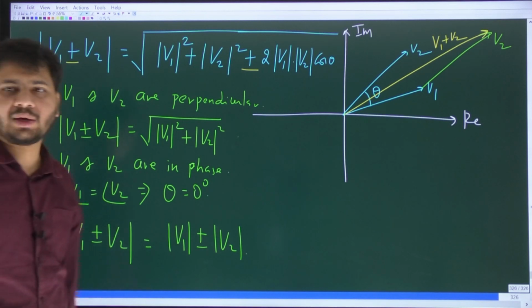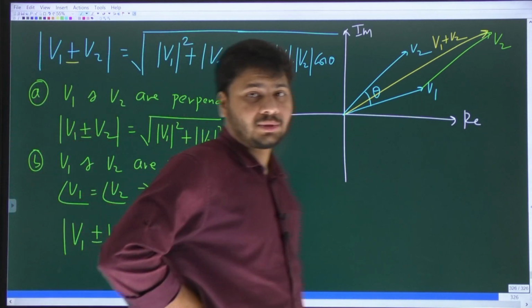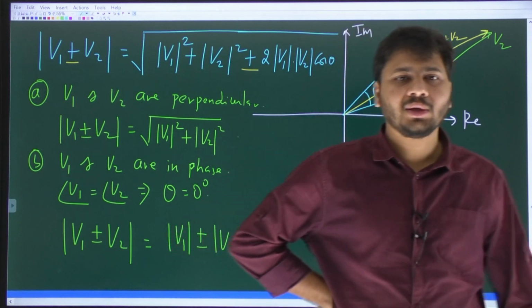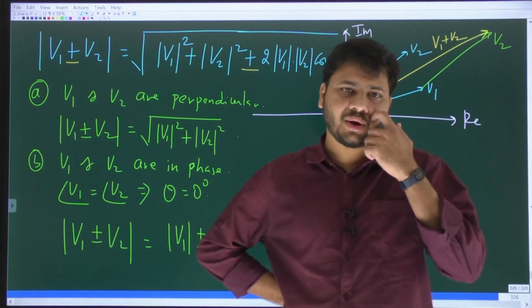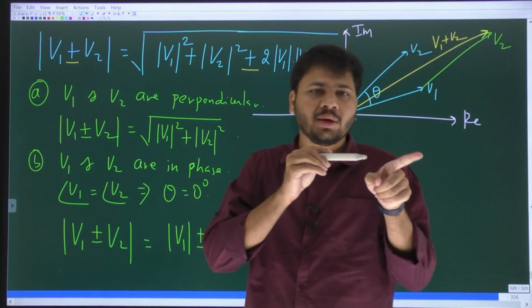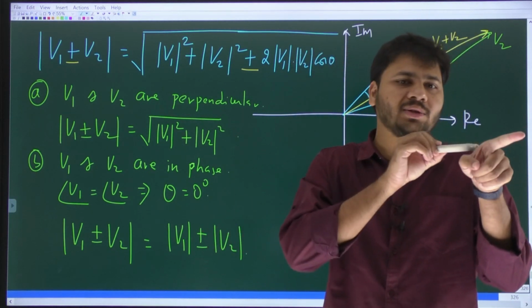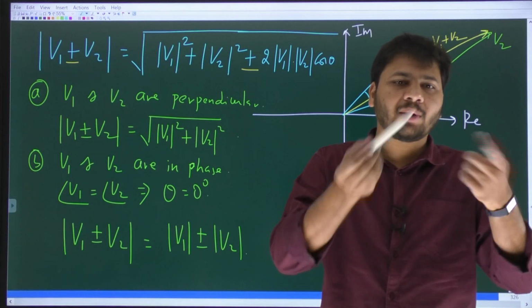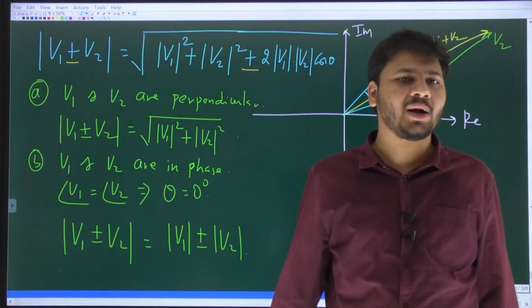So when the two phasors are in phase, when the two voltages are in phase, the angle between the two phasors is going to be 0, because both will point in the same direction. If you are adding those two, you can simply add the two lengths. If you are subtracting those two, you should simply subtract the two lengths.